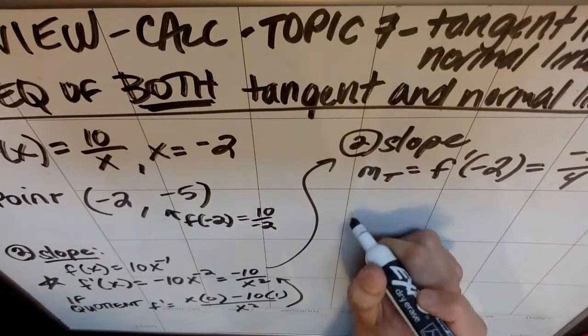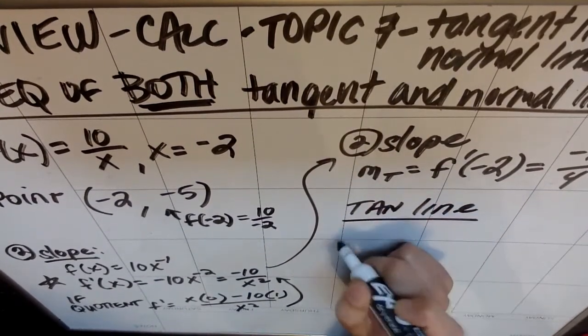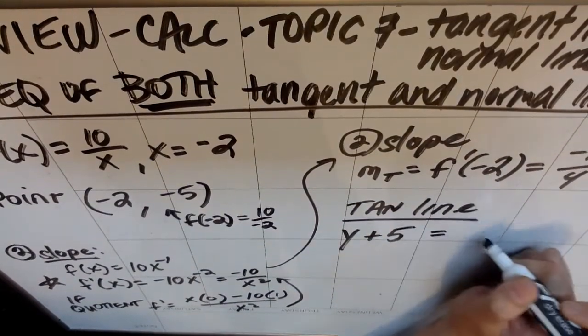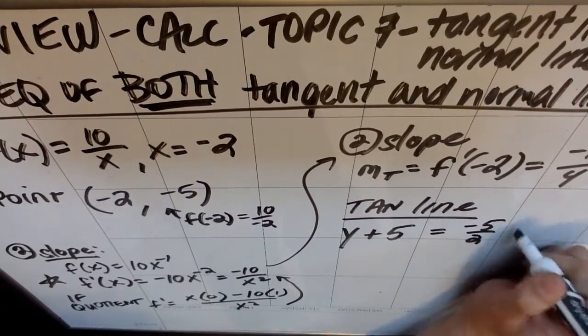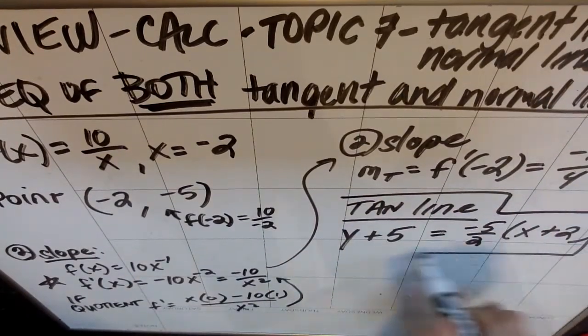So that gives me my answer right now for the equation of the tangent line. My equation of the tangent line is y minus the y value, that's y minus a negative 5, so y plus 5, equals my m, which is negative 5 halves, times x minus a negative 2, or x plus 2. So that's my tangent line.